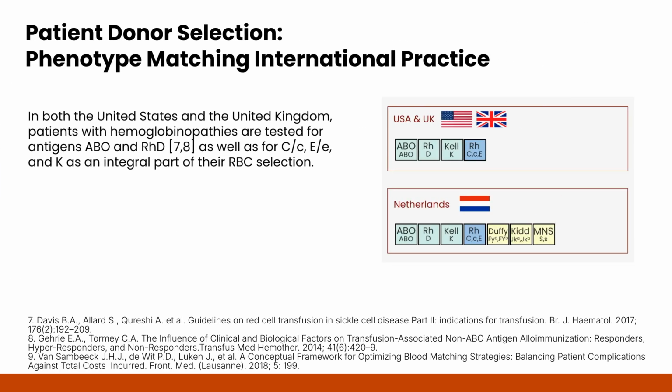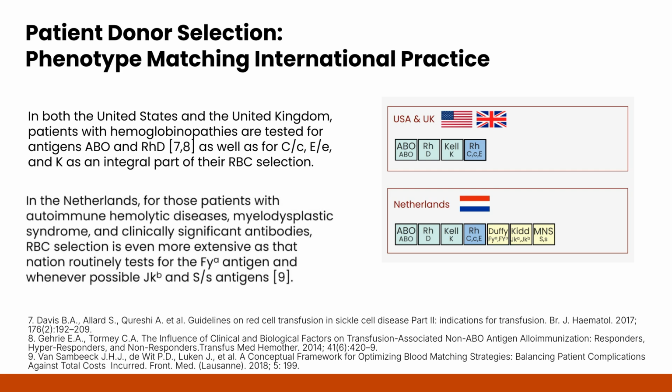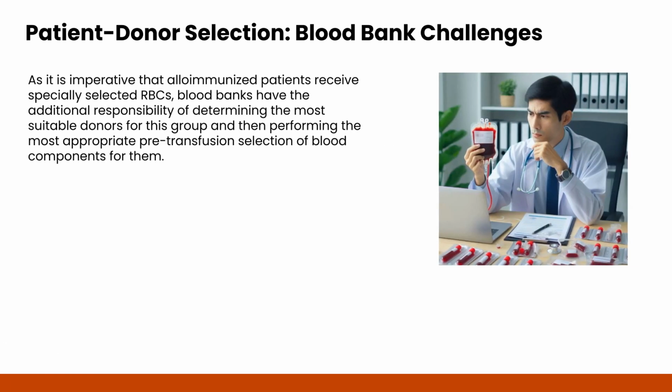Let's review a few examples of phenotype matching from international practice. In both the United States and the United Kingdom, patients with hemoglobinopathies are tested for antigens ABO and RHD, as well as for big C little c, big E little e, and KEL as an integral part of their RBC selection. In the Netherlands, for those patients with autoimmune hemolytic diseases, myelodysplastic syndrome, and clinically significant antibodies, RBC selection is even more extensive, as that nation routinely tests for the Duffy A antigen, and whenever possible, KID B and big S little s antigens.